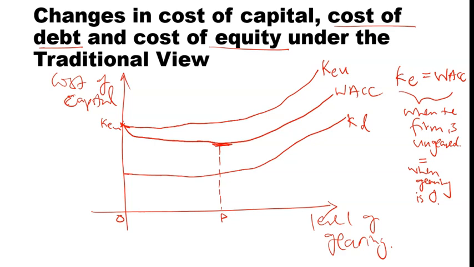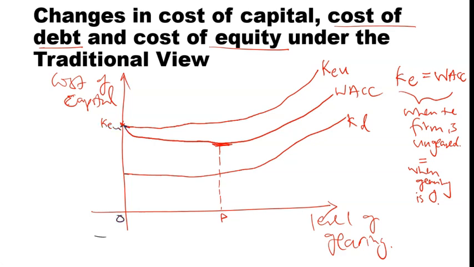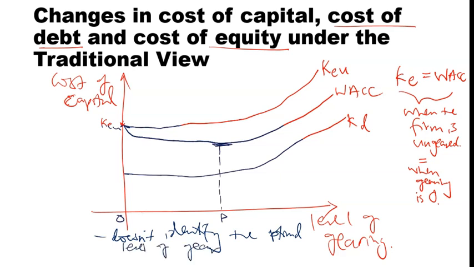However, this theory, the traditional view, has a shortcoming: it does not identify the optimal level of gearing.